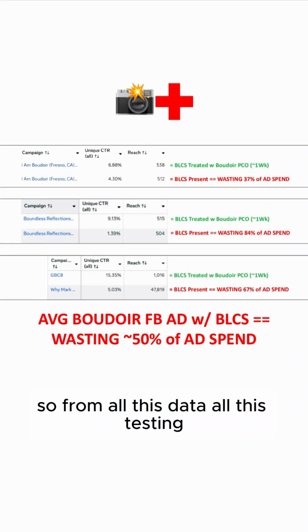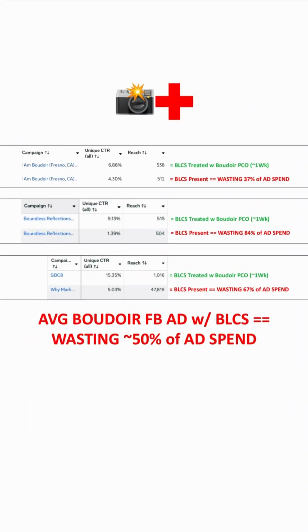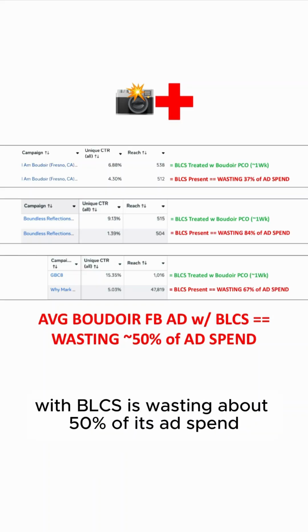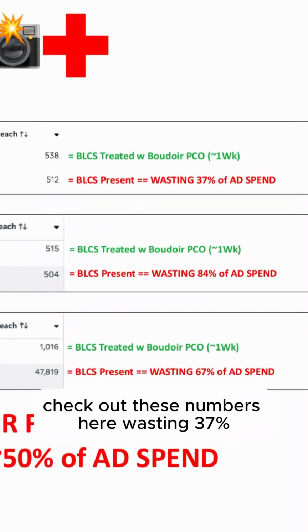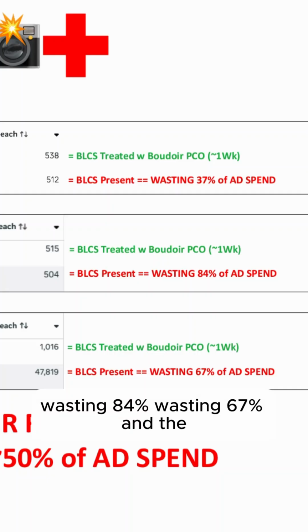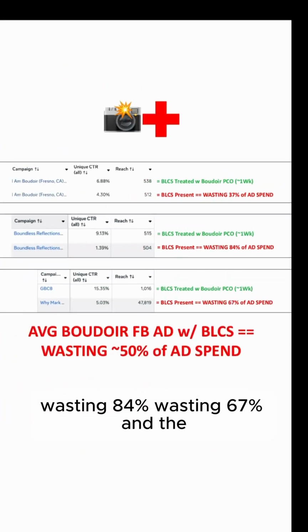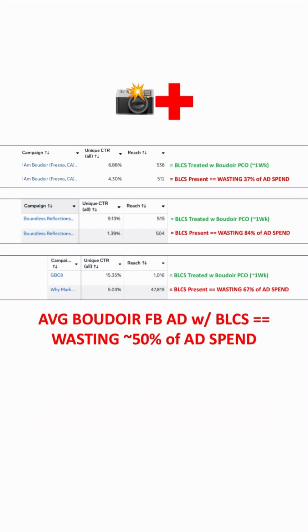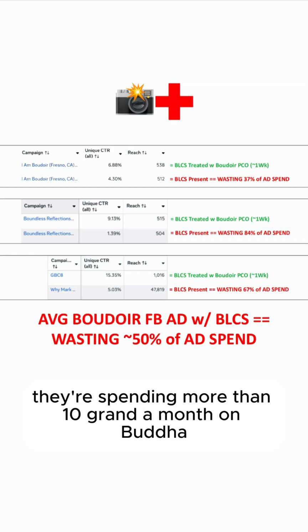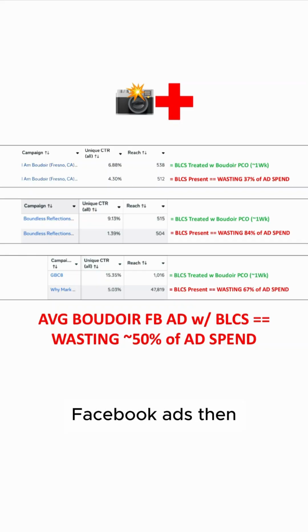So from all this data, all this testing, what I've seen is that the average Boudoir Facebook ad with BLCS is wasting about 50% of its ad spend. I mean, check out these numbers here: wasting 37%, wasting 84%, wasting 67%. So they're spending more than 10 grand a month on Boudoir Facebook ads.